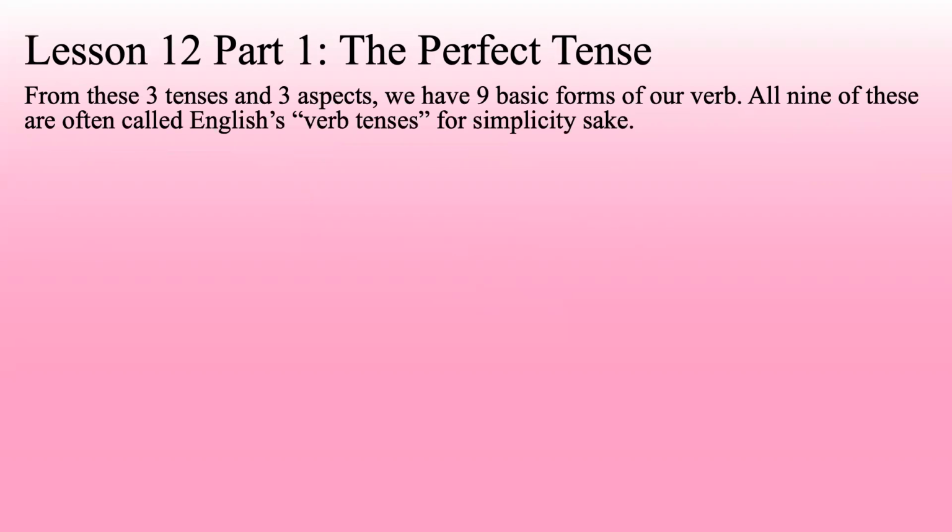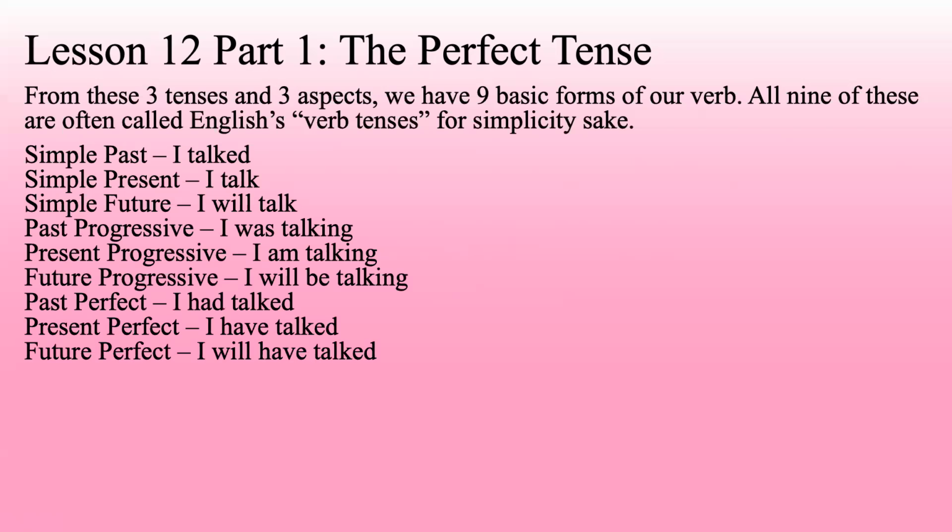From these three tenses and three aspects, we have nine basic forms of our verb. All nine of these are often called English's verb tenses for simplicity's sake. So simple past, I talked. Simple present, I talk. Simple future, I will talk. Past progressive, I was talking. Present progressive, I am talking. Future progressive, I will be talking.